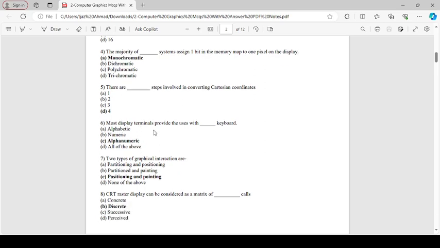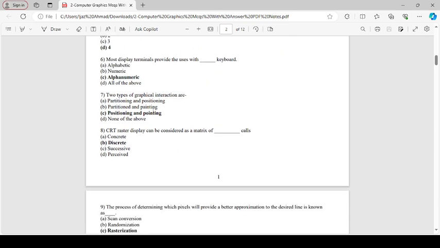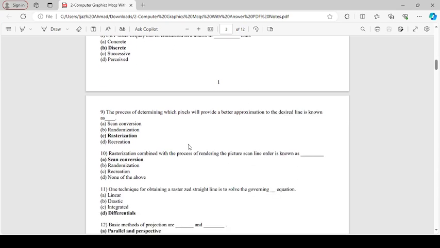Most display terminals provide the user with an alphanumeric keyboard. Two types of graphical interaction are positioning and pointing. A CRT raster display can be considered as a matrix of discrete cells.